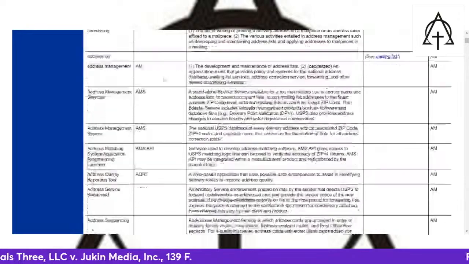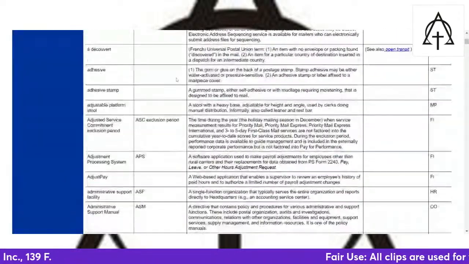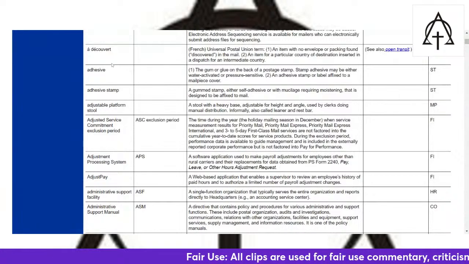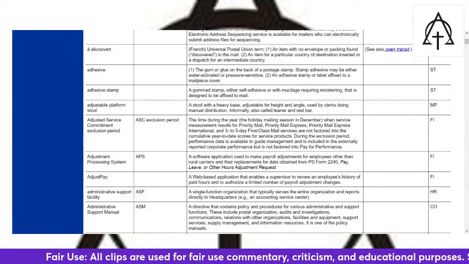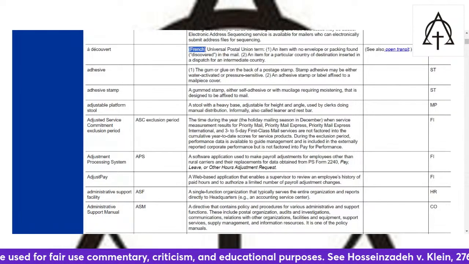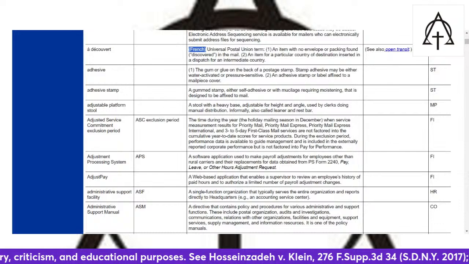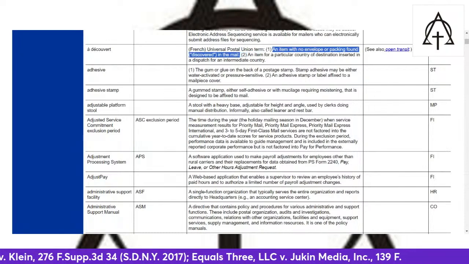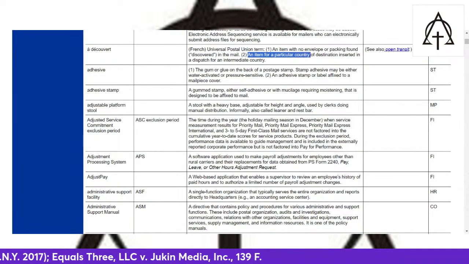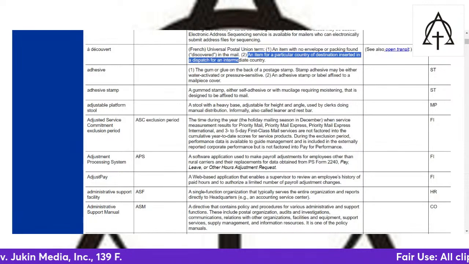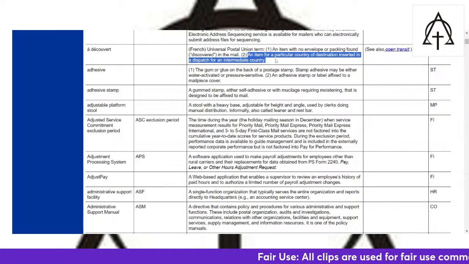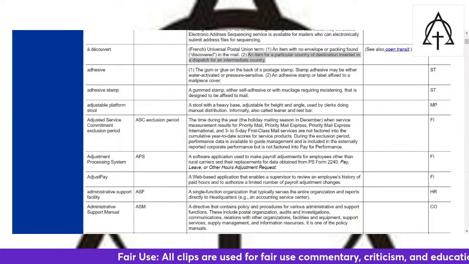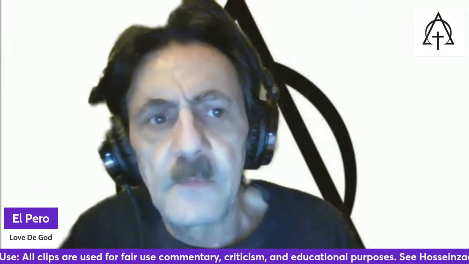Let's see here. We saw this one here, A to covert in the protocols there, and it's French, like I said before, Universal Postal Union term, an item with no envelope or packing found in the mail, an item for a particular country of destination inserted in a dispatch for an intermediate country. Now, what that second one is talking about, let's go over the first one first. The first one is talking about what I describe as a dispatch, a manifold dispatch article or manifold dispatch parcel.